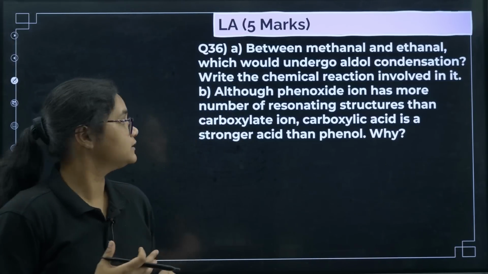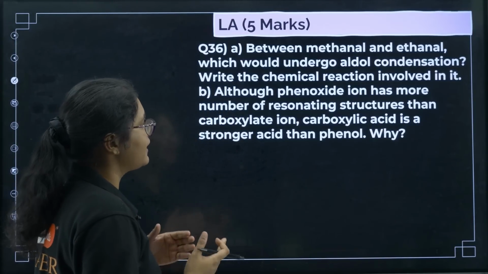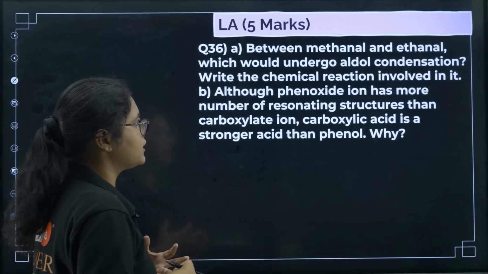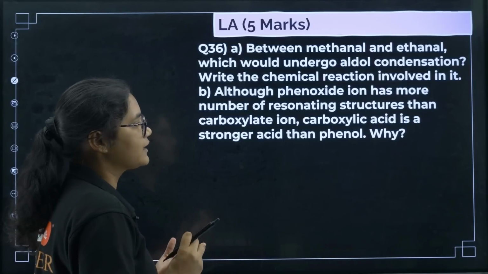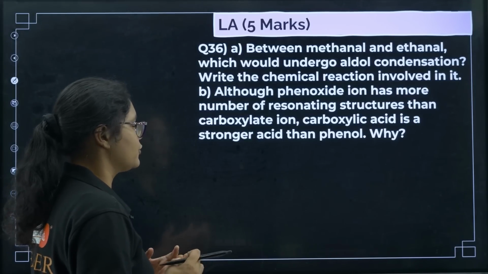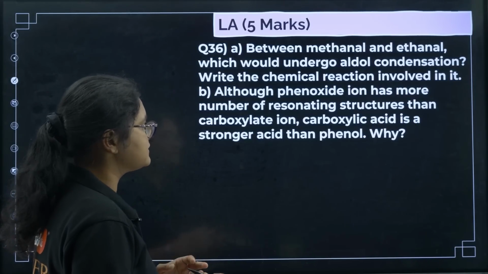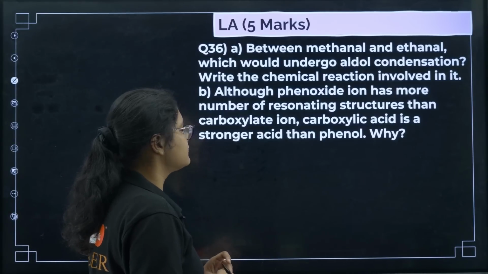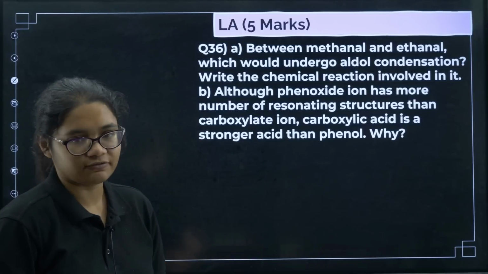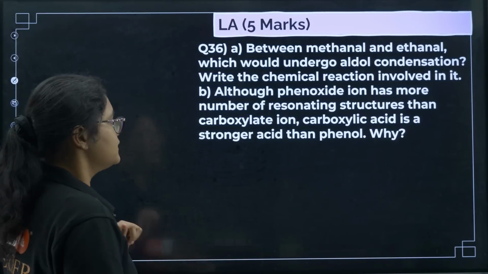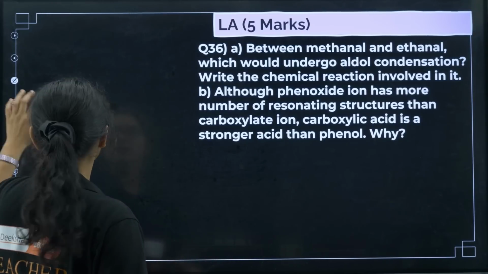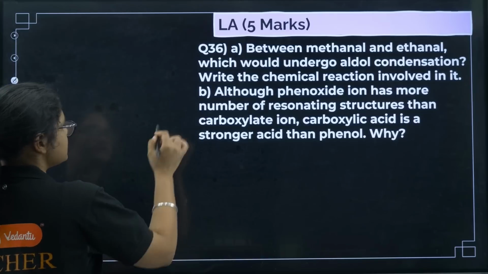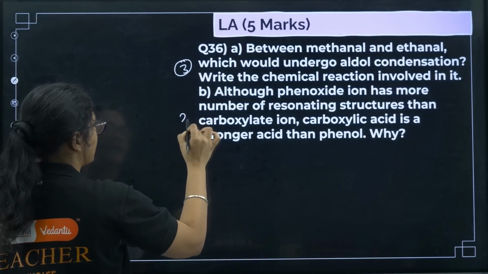Next, going to question number 36: between methanol and ethanol, which would undergo aldol condensation, and write the chemical reaction involved in it. Okay, although phenoxide has more number of resonating structures than carboxylate ion, carboxylic acid is a stronger acid than phenol. Give reason or why. So here, this will carry 3 marks and this will carry 2 marks.